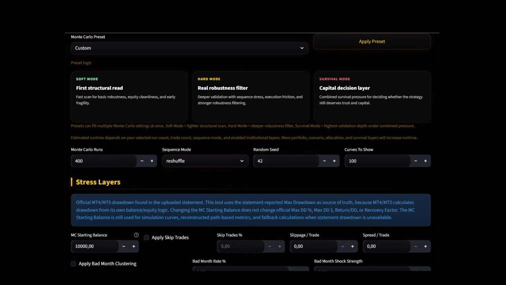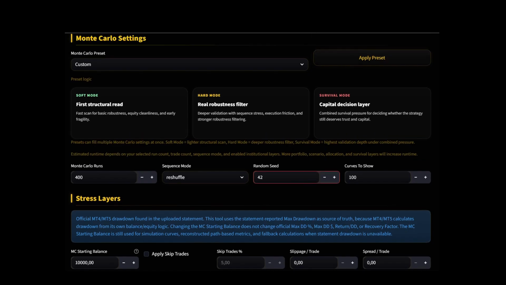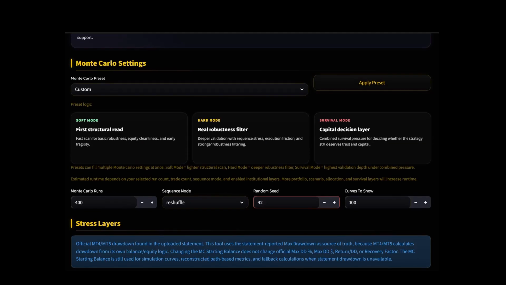Below that, we control the run setup. Runs sets the number of simulations. Sequence mode controls how the trades are mixed. Here we can reshuffle the trades, resample them, use block bootstrap, or test all sequence modes together. Random seed keeps the result repeatable. Curves to show controls the visible equity paths. Together, these settings decide how deep and how strict the Monte Carlo test will be.